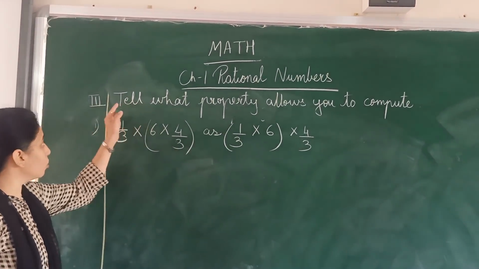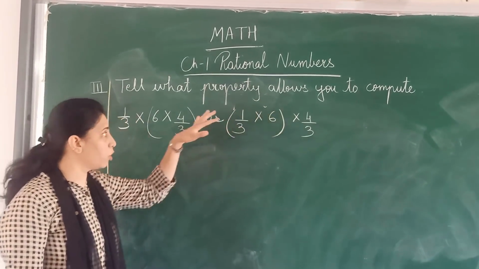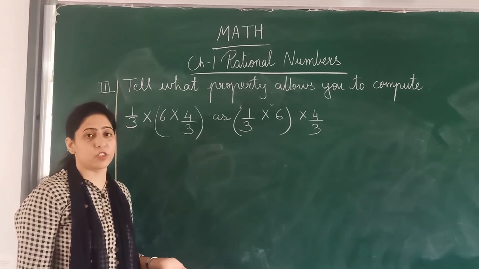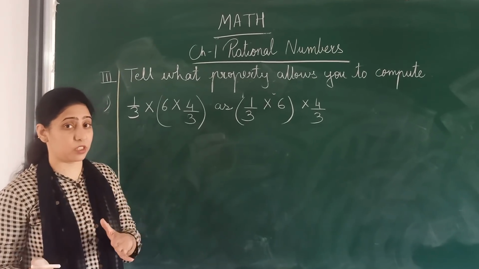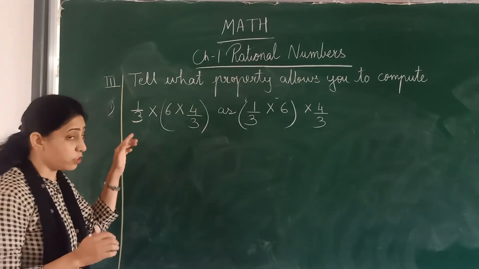Now the next question is 10, then what property allows you to compute? Now you have to identify which property it is. We have already learned the properties for rational numbers. So what is commutative property? Exchanging of the places of the digits. Now we'll check which property it is.